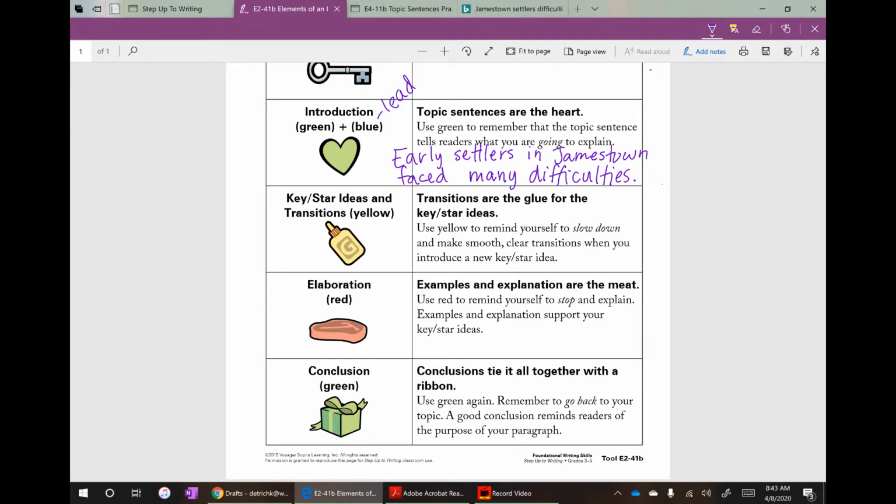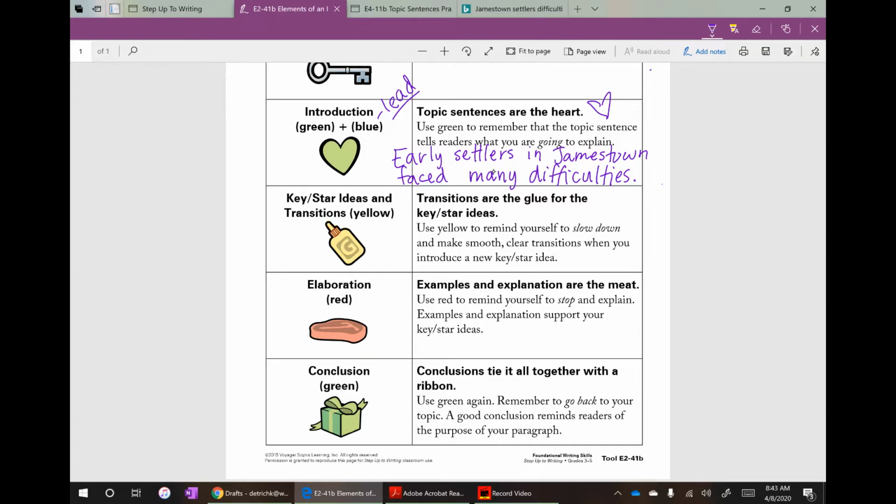Some of you might know about that. That's how you capture your reader's attention. In your introduction will be your topic sentence, and your topic sentence is the heart of your paper. We use green to remember that the topic sentence is going to tell our readers what we're going to explain.